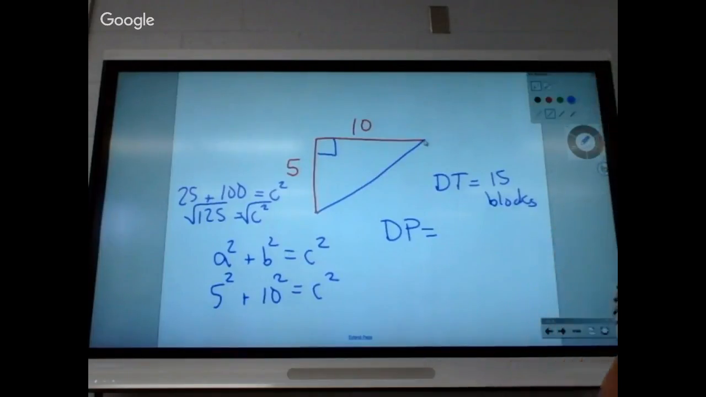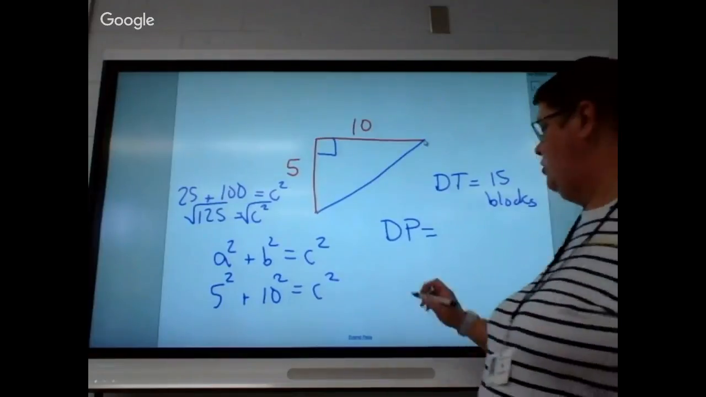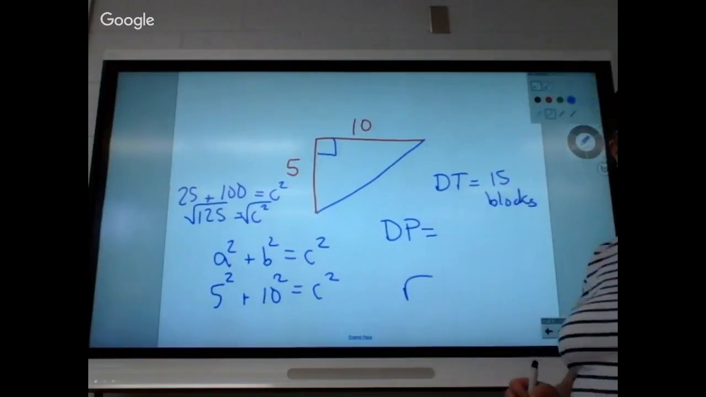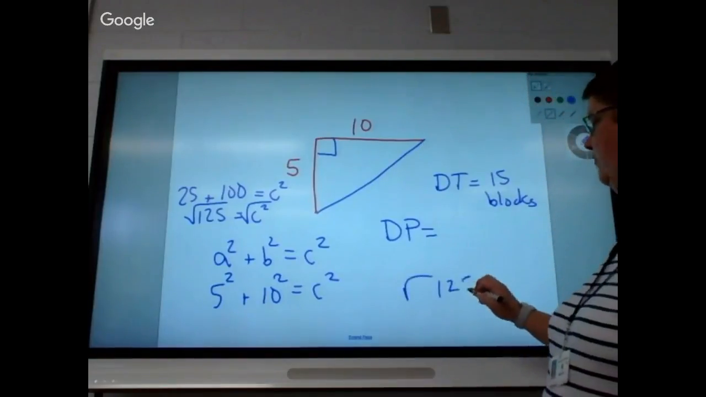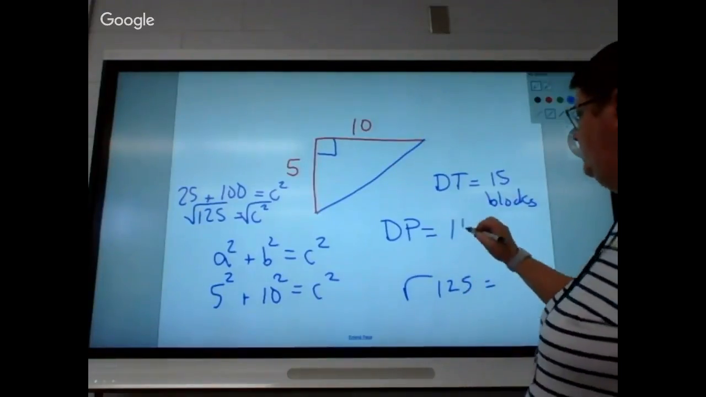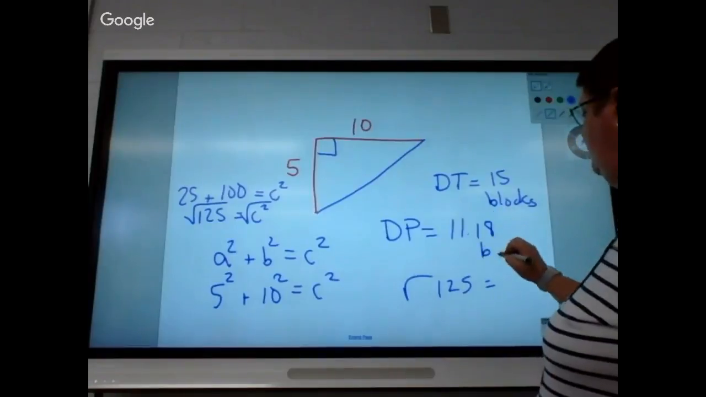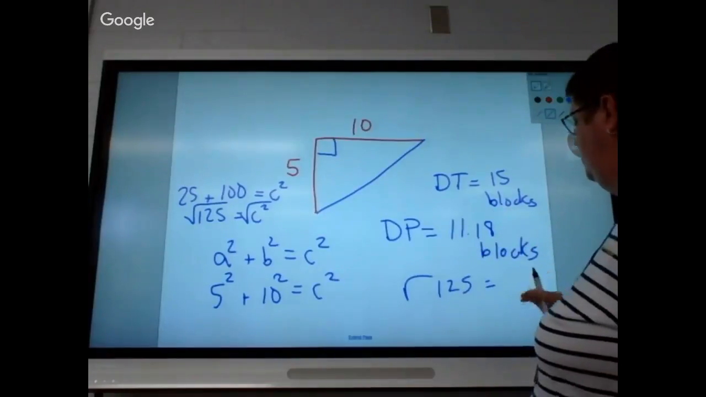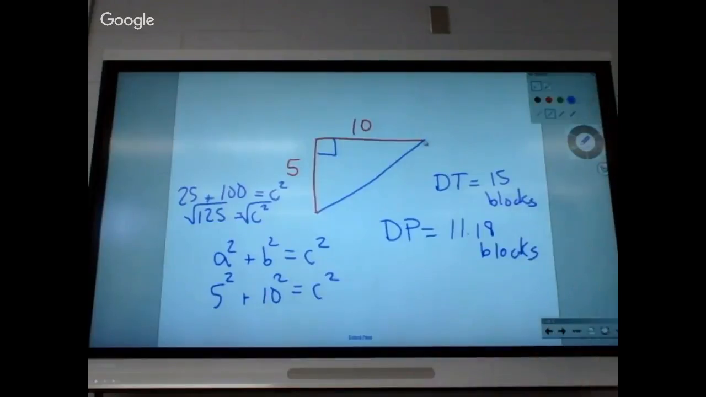All right, so it's the second and the x squared key. And when you do that, that little square root comes up on your calculator. Then you just say 125. And what'd you get when you did that? 11.18. Okay, and blocks is your unit. Everybody okay with how to do that?